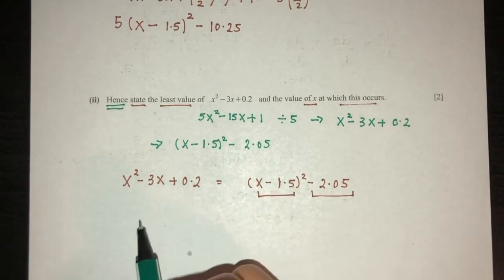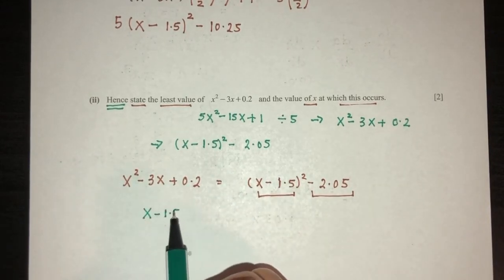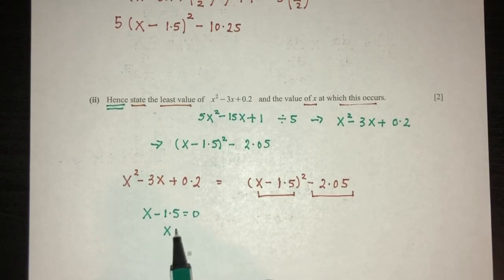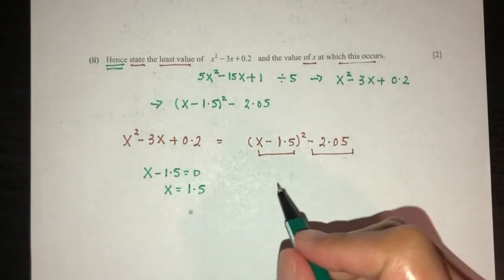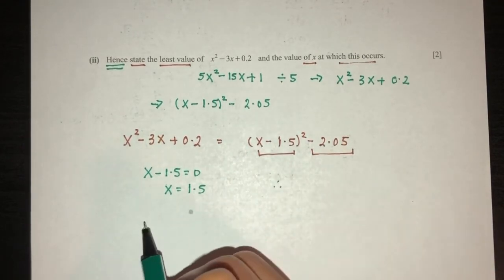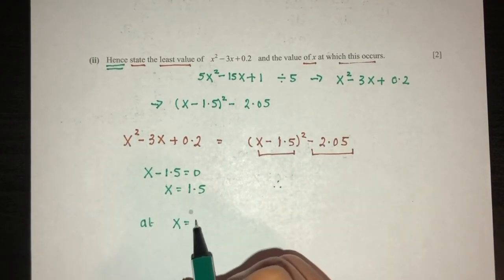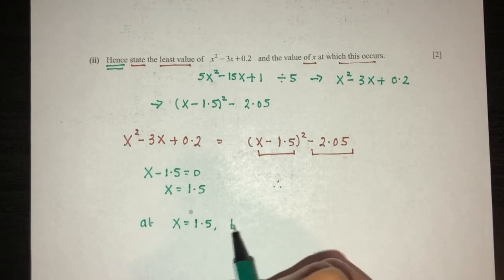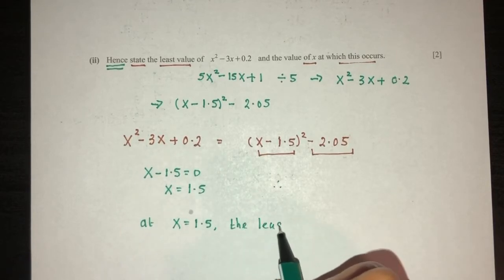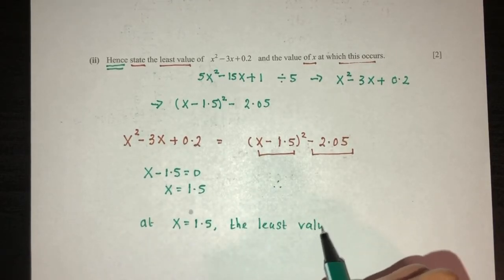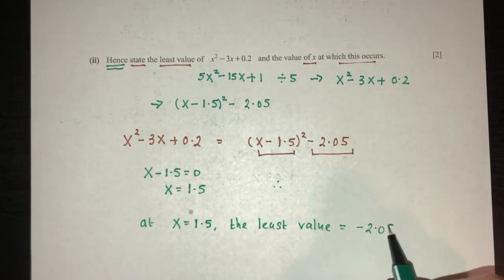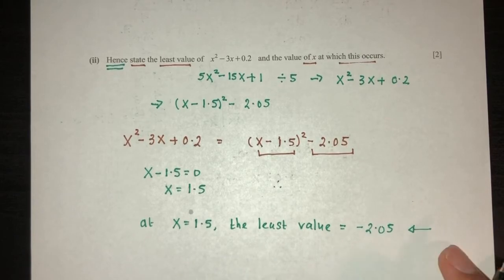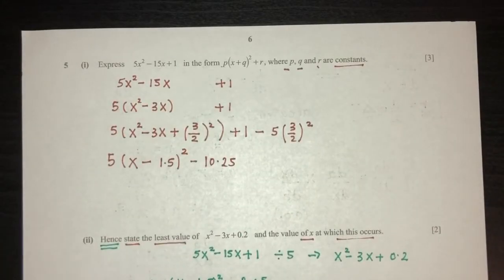So we have to equate this to 0. x minus 1.5 is equal to 0. So x equal to 1.5. And this is the least value. So let's write this down. So at x equal to 1.5, the least value is equal to this one, minus 2.05. Okay, this is your answer for question number 5.